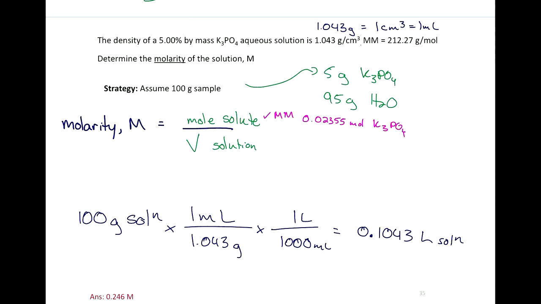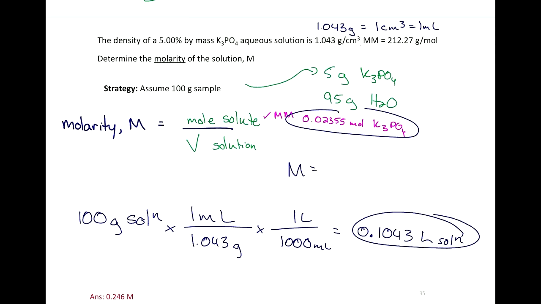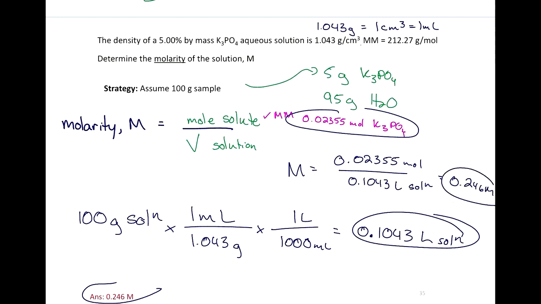So then putting these two values together that we calculated, the molarity of this solution is 0.02355 moles of solute over 0.1043 liters of solution. And then we get that molarity answer that's in the corner, 0.246 molarity. Right? So this question, I gave you the same information, but in order to calculate molarity, we did in fact need to use density here.